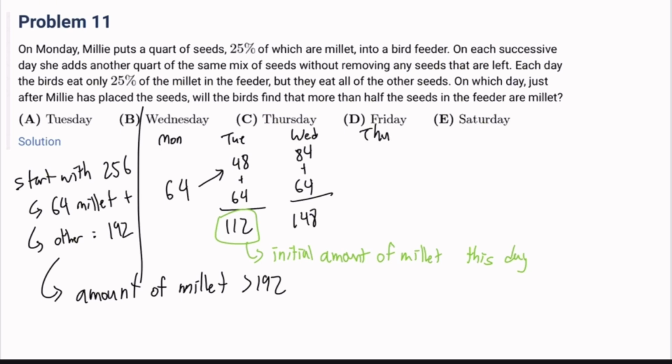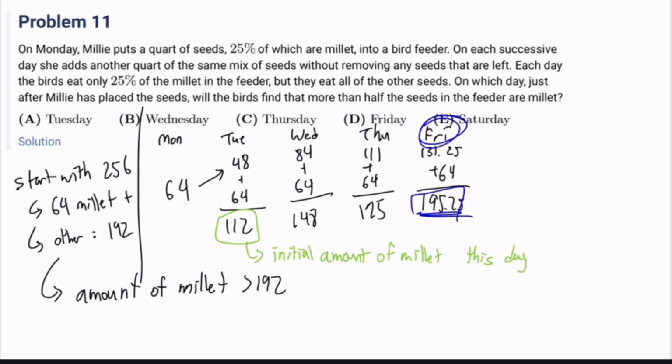Same thing Thursday, because it's not greater than 192 yet. 148 times 3 over 4 is 111, and then plus 64 gives us 175. This is very close to 192. I think we'll get it the next time. Then Friday, 175 divided by 4 times 3 is 131.25, and we add 64, which gives us 195.25. Finally, this is greater than 192, and so this is the answer. It's on Friday, so the answer is Friday.